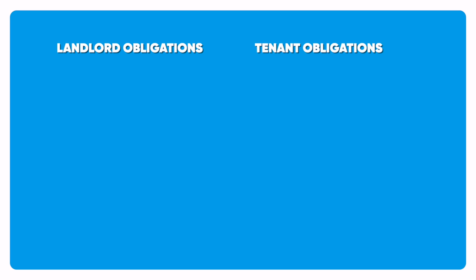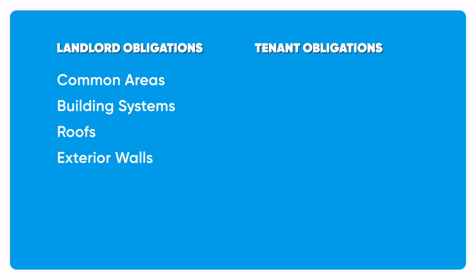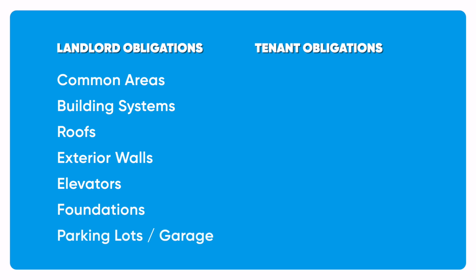It is critical that the lease plainly outlines the scope of each party's responsibility for repairs and maintenance. Typical landlord obligations include common areas, building systems, roof, exterior walls, elevators, foundation, parking lot, or the garage. Typical tenant obligations may be limited to the rented premises and the HVAC system within the premises.